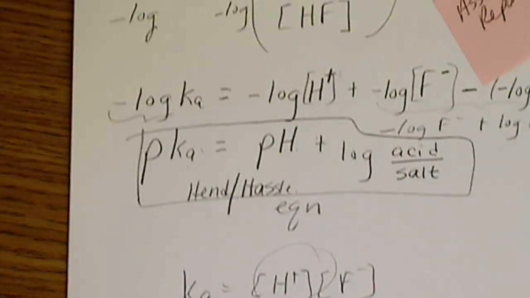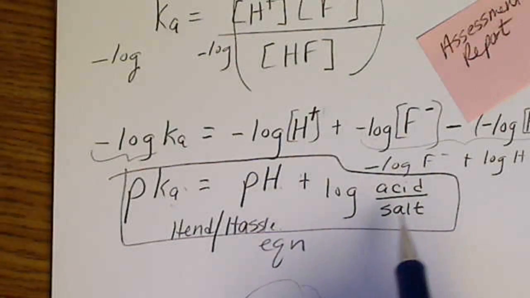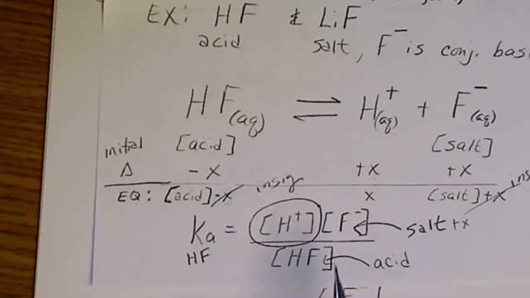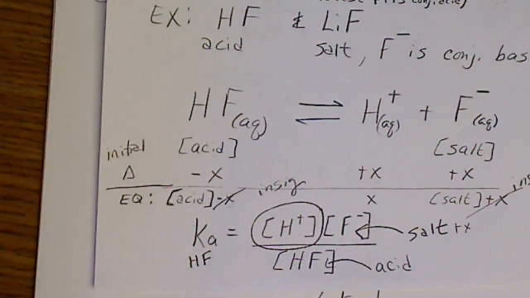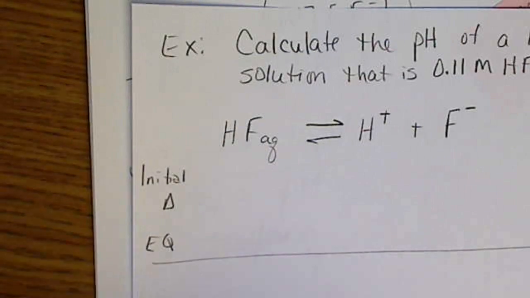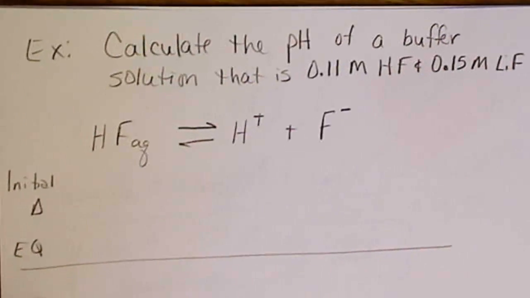Again, I typically don't tend to use equations that I have to memorize. I prefer to solve just with the algebra set up. But in either way, we'll still get the same answer. So we're going to do an example of a buffer made of hydrofluoric acid and lithium fluoride on this next sheet here. And intentionally, I have made these concentrations different.